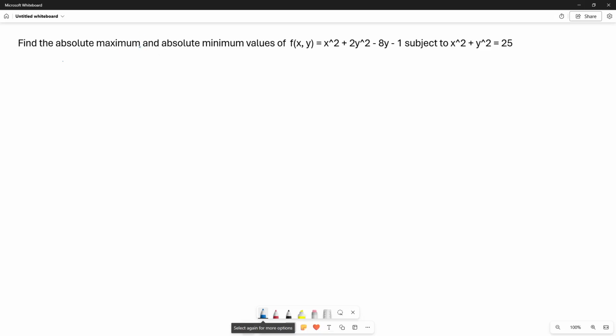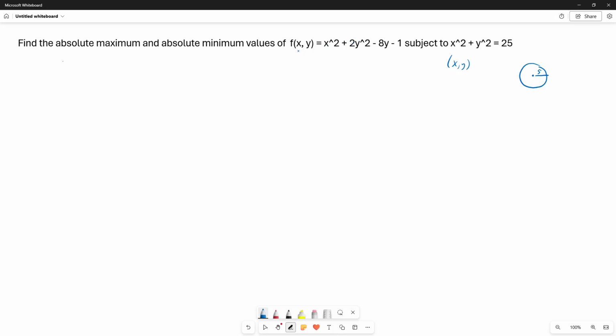Find the absolute maximum and absolute minimum values of the given function subject to the condition that the coordinate pair xy is on the circle x squared plus y squared equals 25. This is a circle centered at the origin with radius 5.